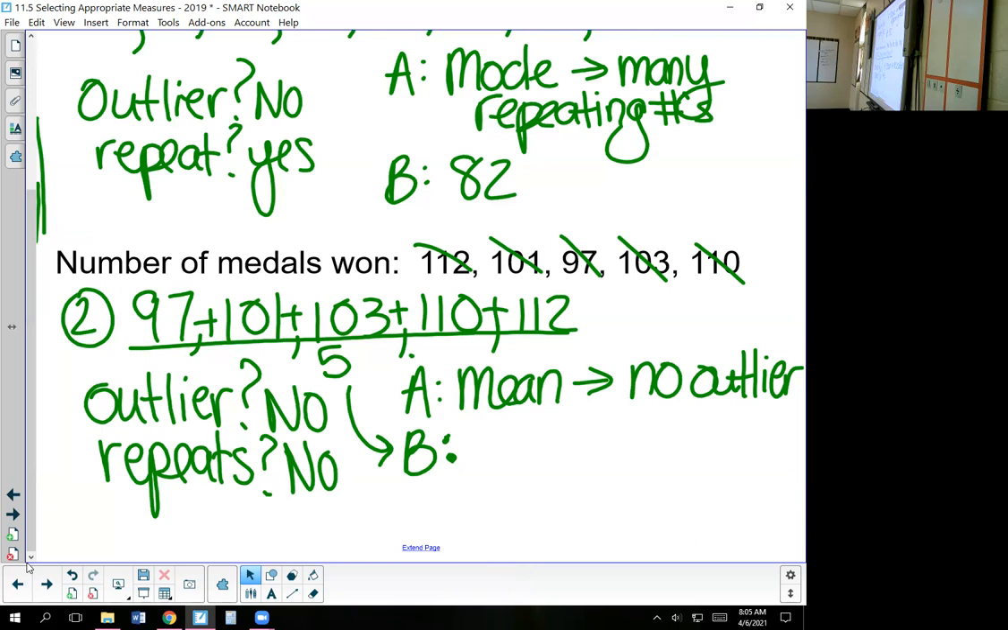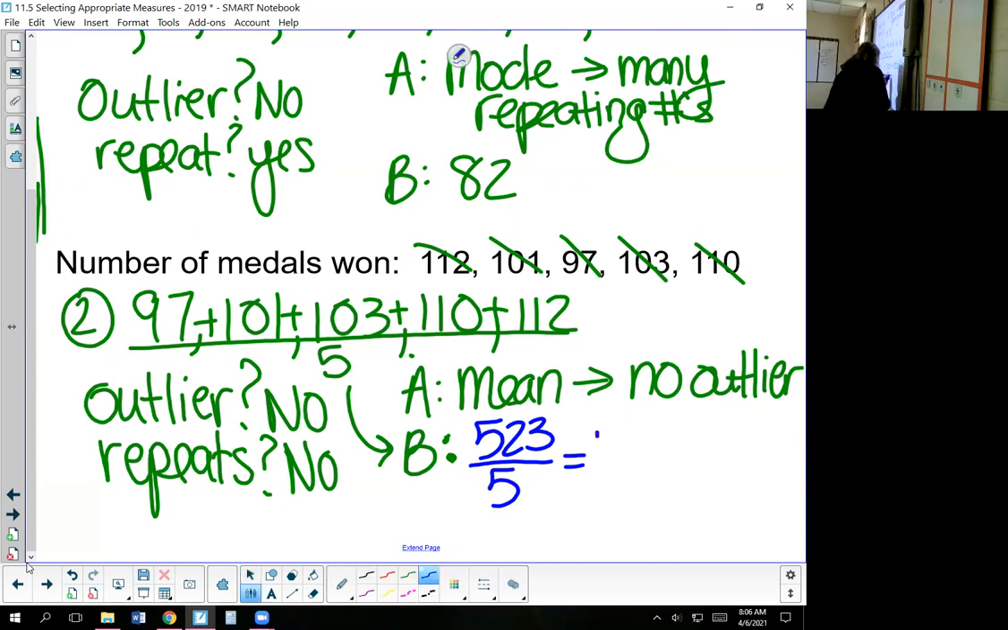Okay, was that 97 plus 101 plus 103 plus 110 plus 112? I got 523, right? Okay. So 523 divided by 5, and let's see what the answer is. Our answer better be around 100, right? Somewhere in that range. I got 104 and 6 tenths. Did you get that? 104.6? Yep. Okay. Is that reasonable? Yeah, because we're all around 100-ish.